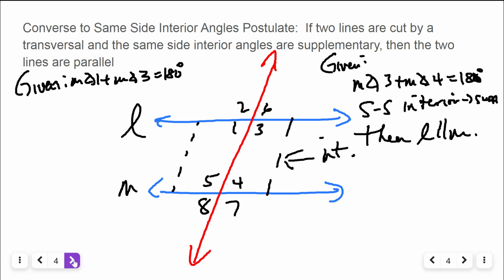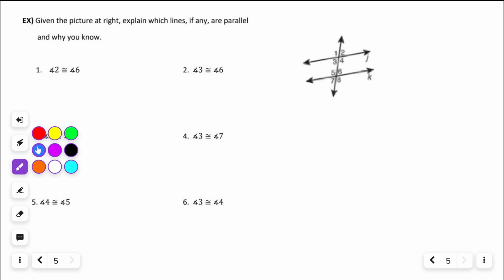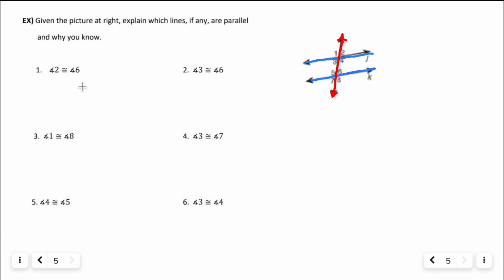All right. So now let's take a look at an example here. Here we go. Given the picture at the right, explain which lines, if any, are parallel and why you know they're parallel. Okay, so here's our two lines going the same direction, J and K. And then here's our transversal through it. Okay, let's take a look at our angle pairs that we have here. What's congruent, and will that help us?